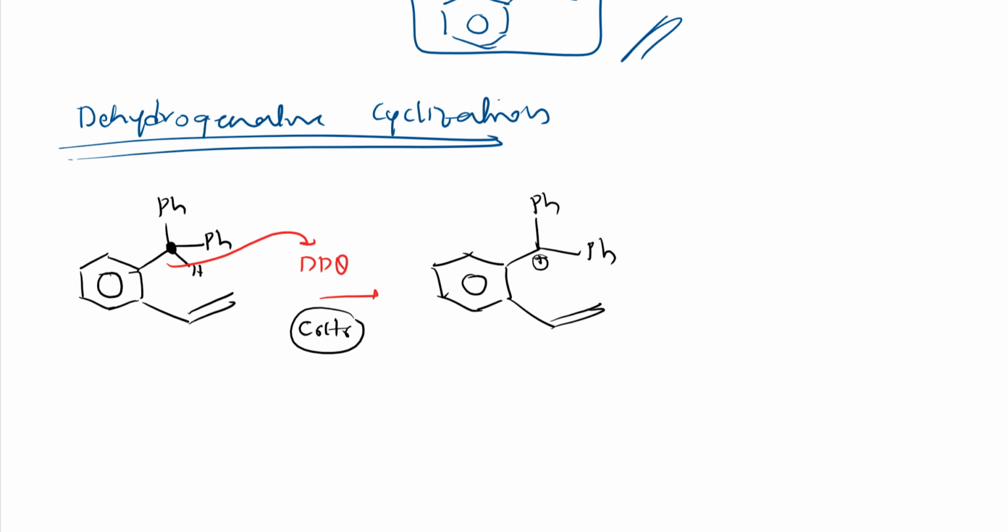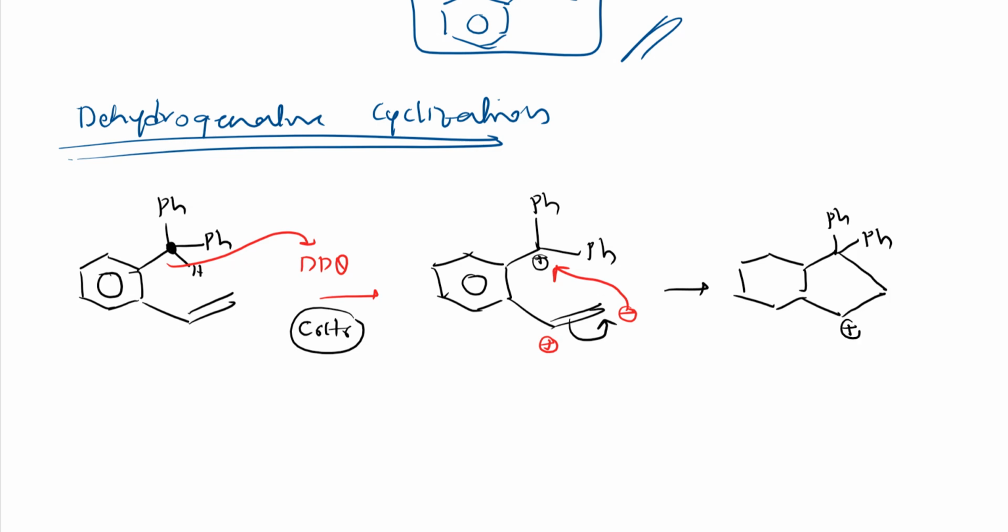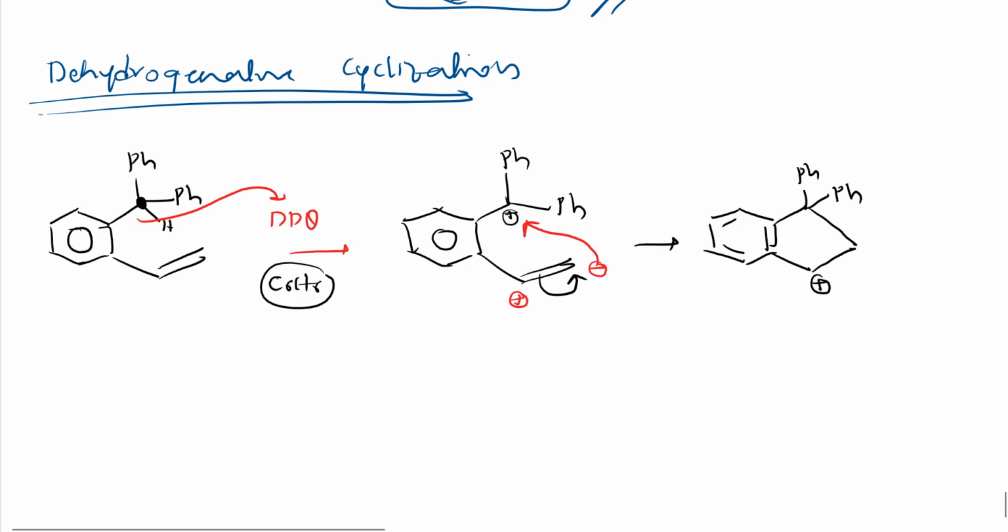Further, what happens is that, see, here I have a pi bond, right? It will break, and it will break in such a way that a negative charge comes here and a positive charge comes here. This negative and positive make a bond here. So I'll get this product here, and here a positive charge is there, right? This is how cyclization happened. Initially it was open, now it has cyclized.